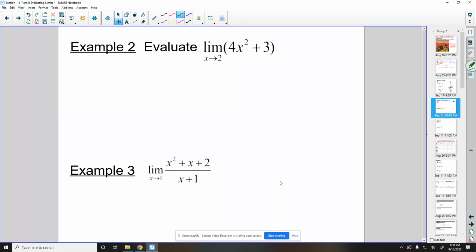Okay, so we're going to use that little shortcut trick to help us when evaluating limits because it's going to save a ton of time. So let's try the shortcut here by just plugging in 2 in place of x. And so that would give us 4 times 2 squared plus 3.